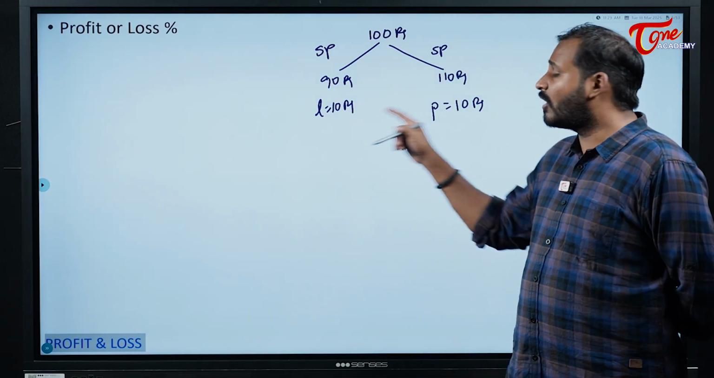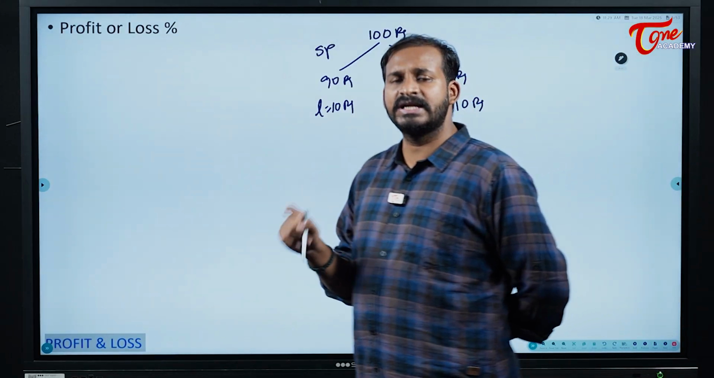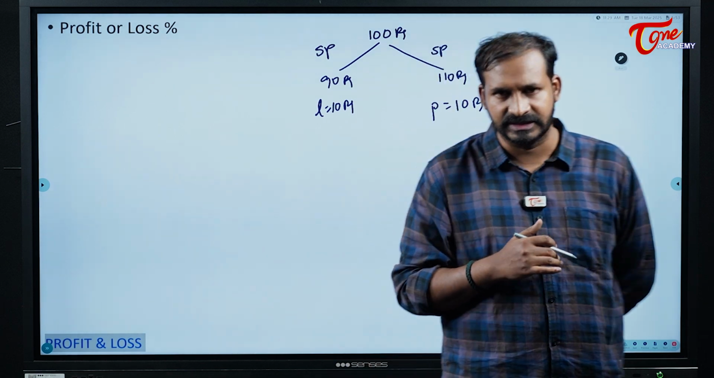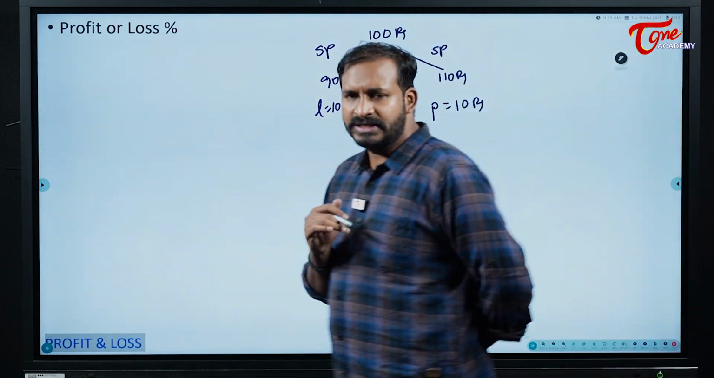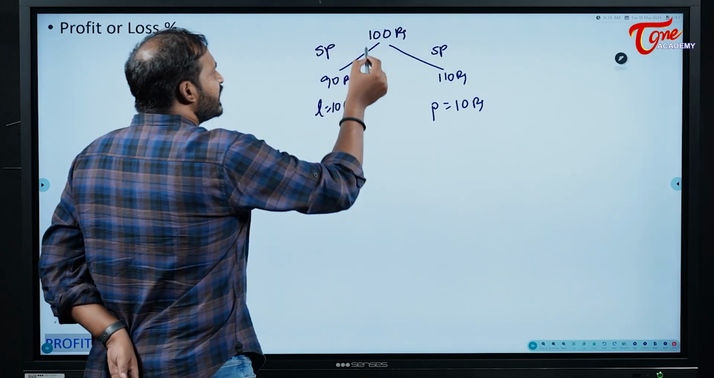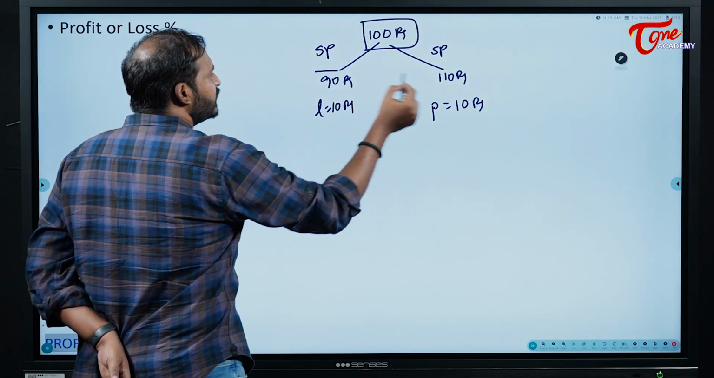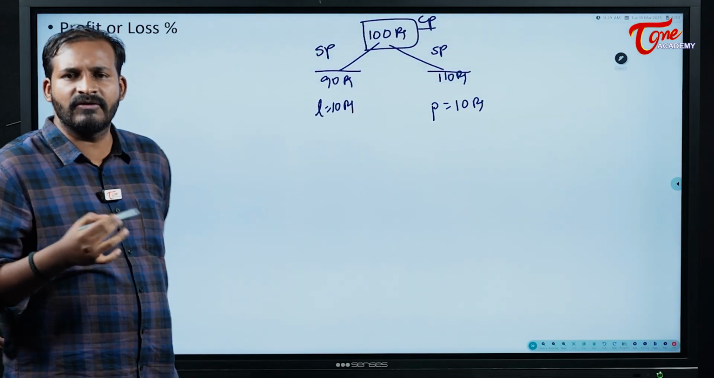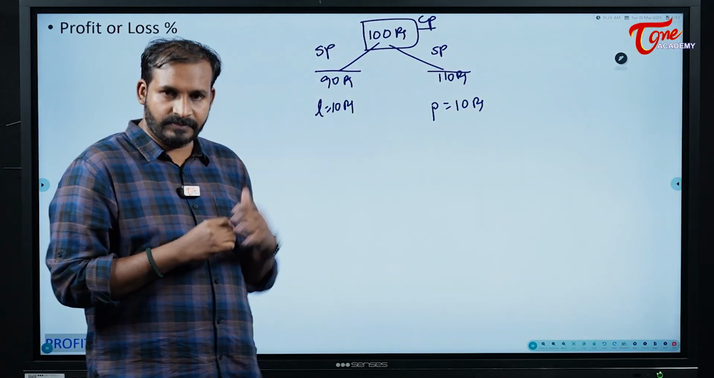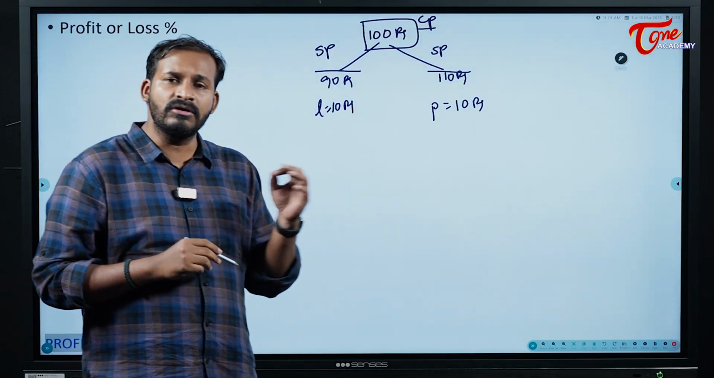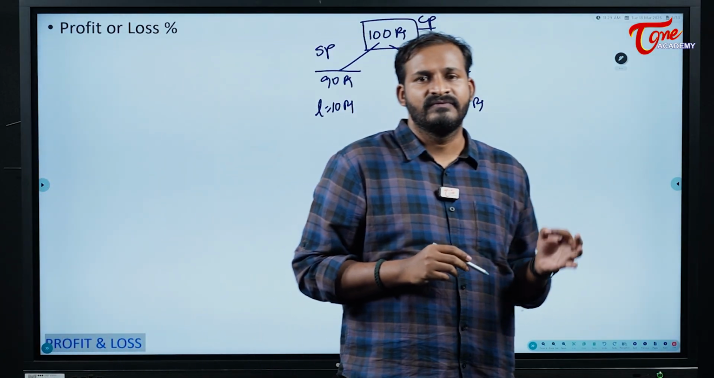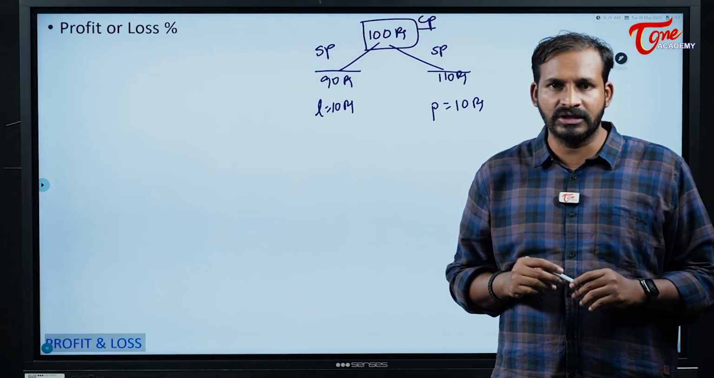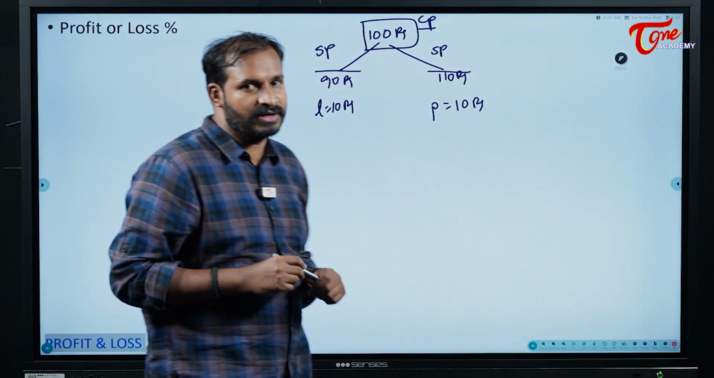Now, we know the loss and the profit, but generally in most of the cases, they will ask us either profit percentage or loss percentage. Then how will we calculate? Now, please observe here, students. What is the constant thing here, whether you sold it for 90 rupees or 110 rupees? Based on what are we telling our profit or loss? Based on the cost price. So, we always decide whether we got a profit or loss based on the cost price. So, the cost price is very, very important for us here.